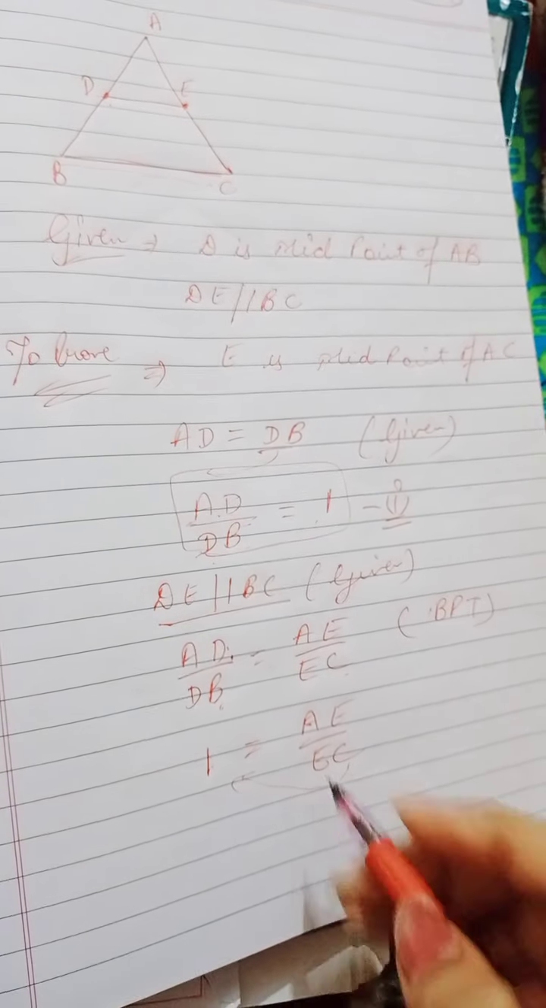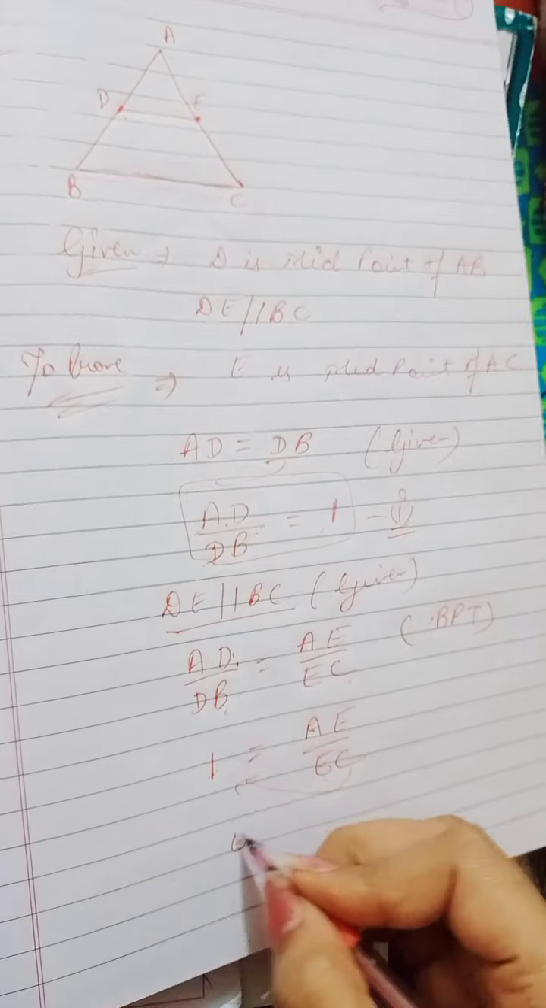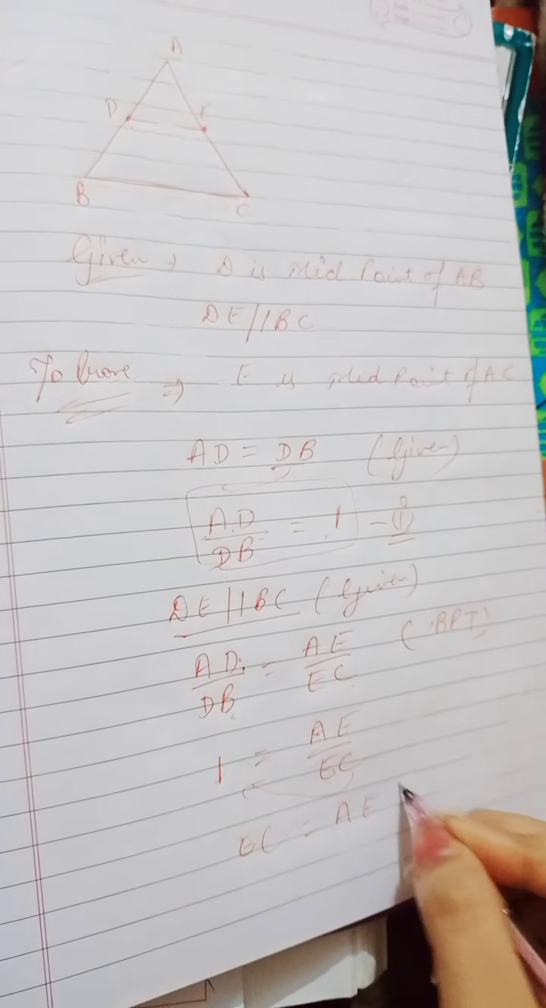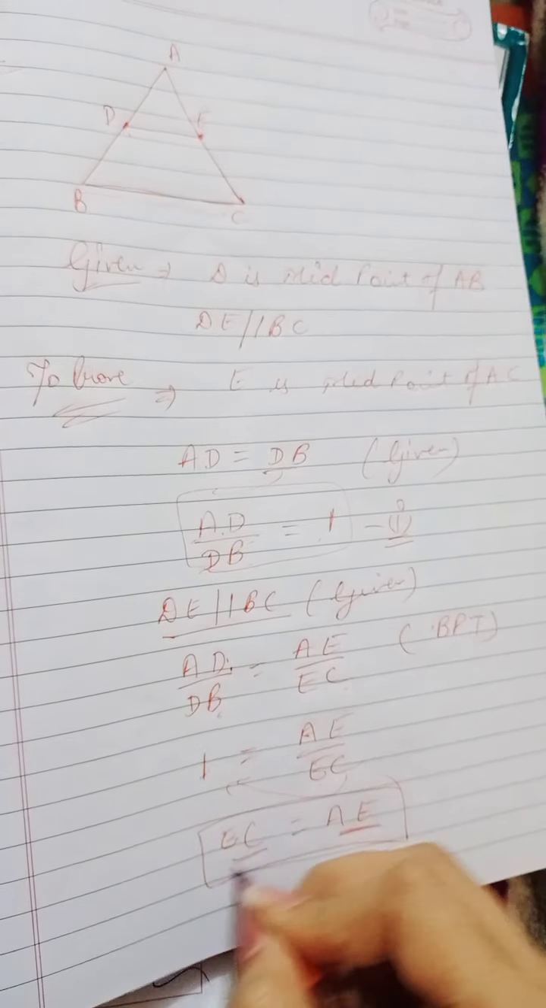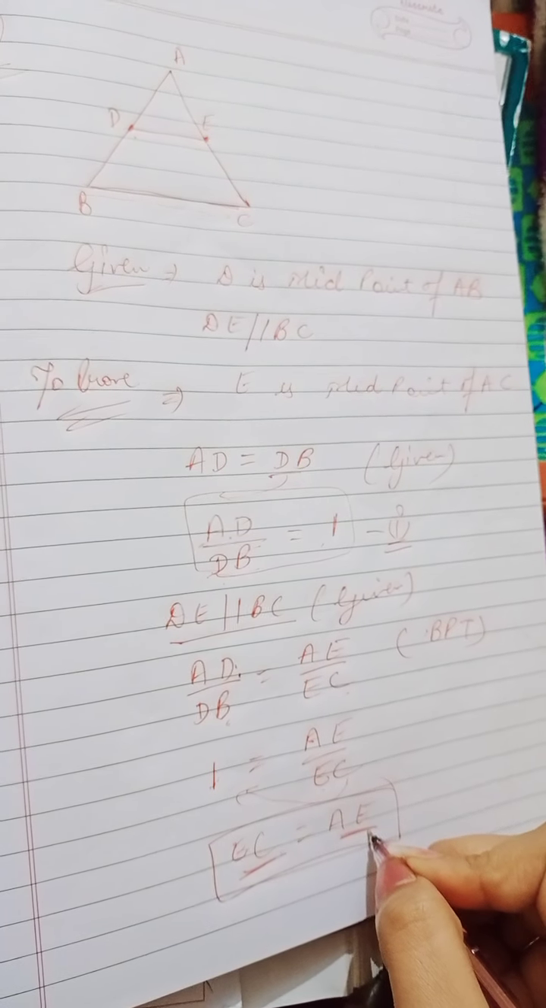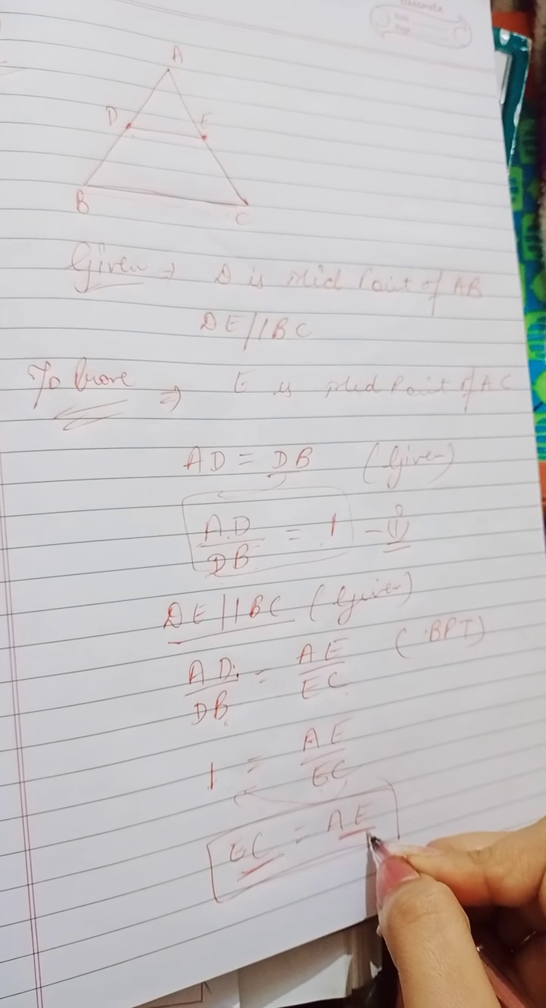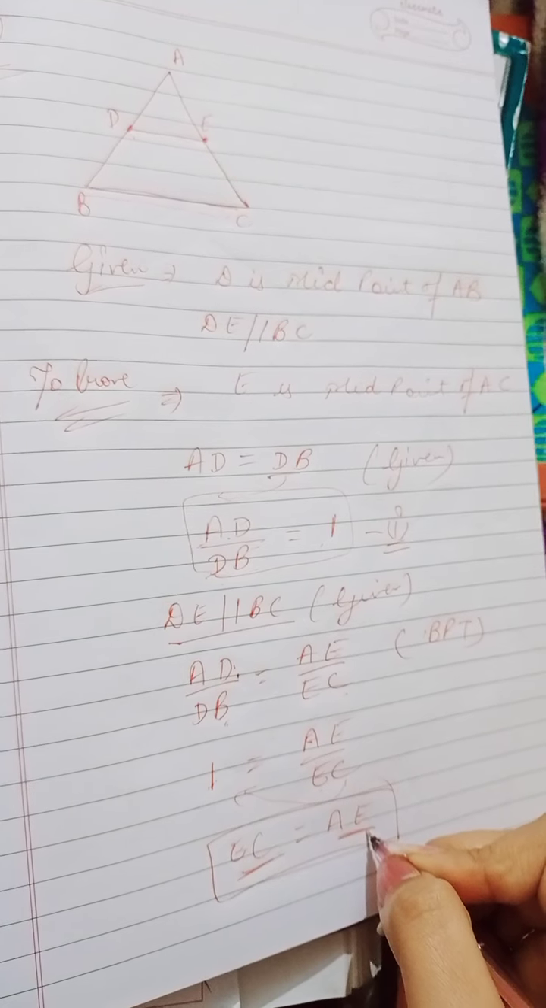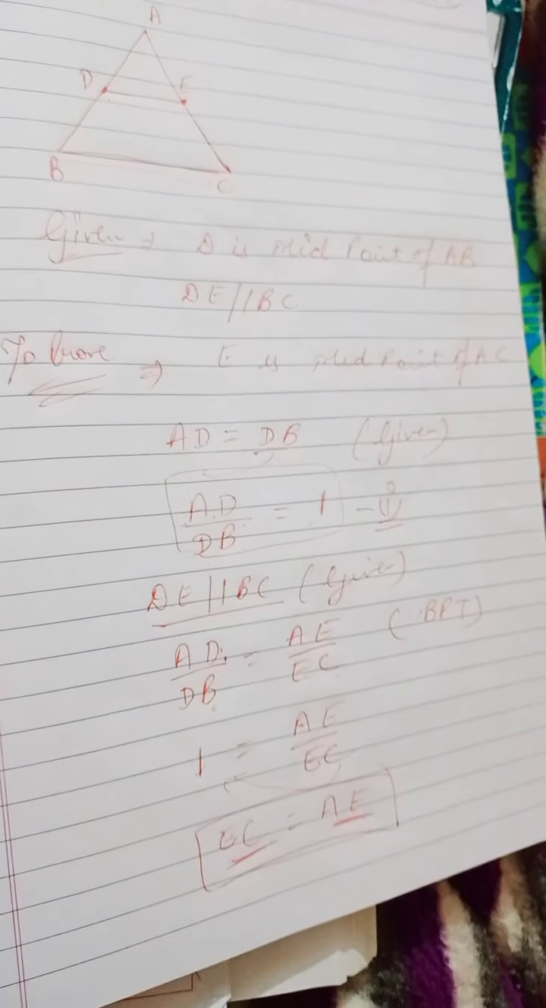So, EC will go to that side. EC into 1 would be EC equal to AE. Hence proved that AE equals EC. Therefore, E is the midpoint of AC. It means the line from D bisects the third side, that is AC. Simple.